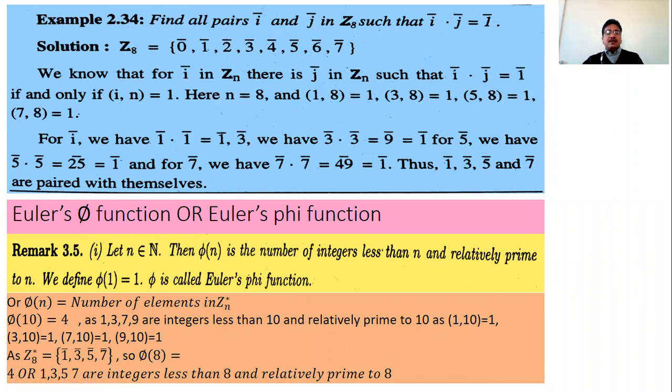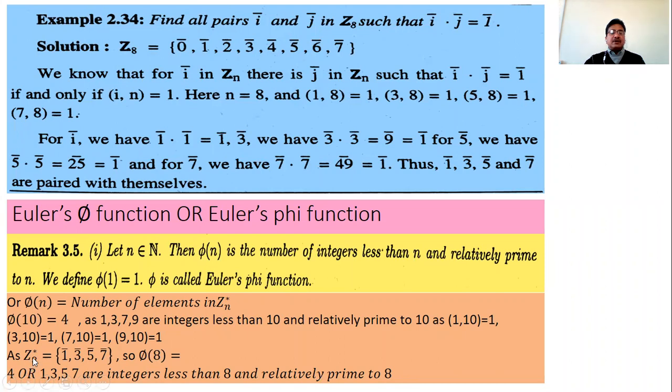So here we can find phi 8 by using this definition. That is, what is Z8 star? This is 1 bar, 3 bar, 5 bar, 7 bar. And what is phi 8 then? 4, because 1, 3, 5, 7 are less than 8 and relatively prime to 8. So we find the numbers less than 8 and relatively prime to 8.